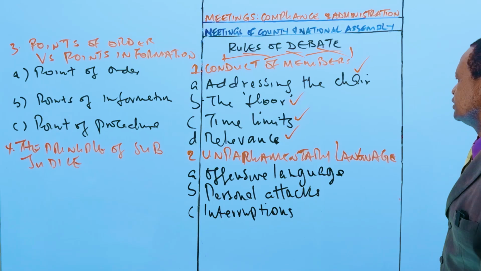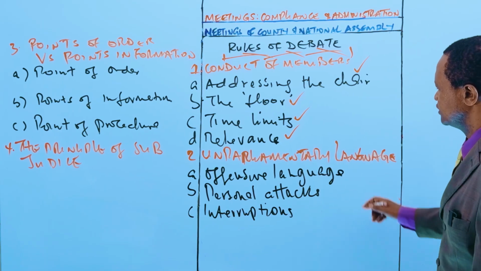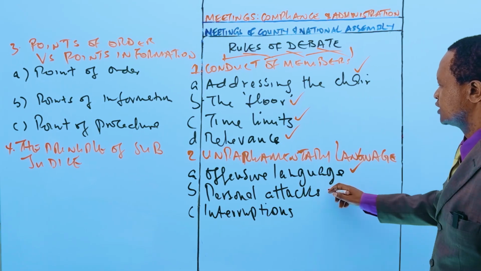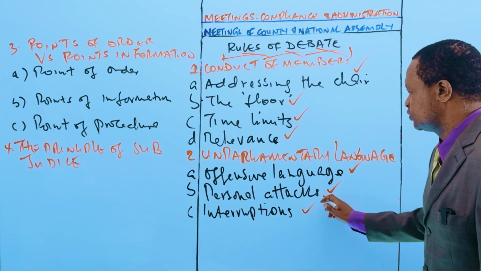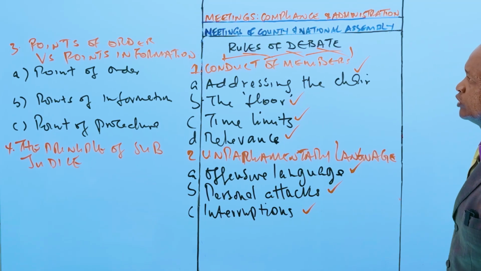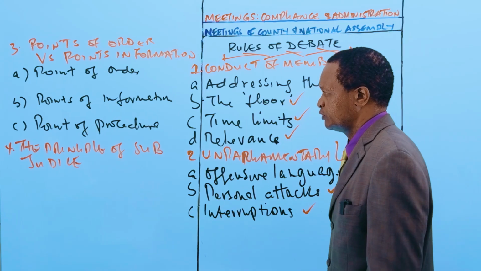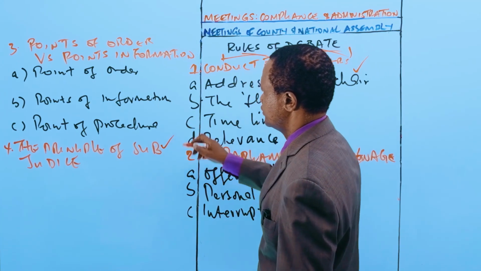Then there is also unparliamentary language. Offensive language is prohibited. Personal attacks are prohibited. Interruptions are not allowed unless it's a point of order or a point of information. Then lastly, we've discussed the principle of sub judice.